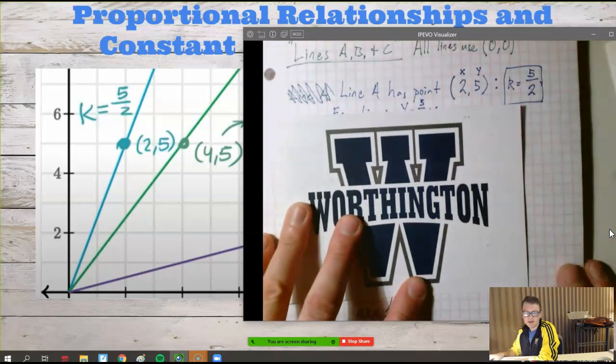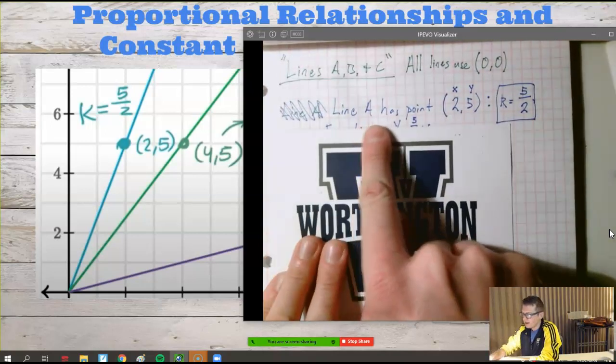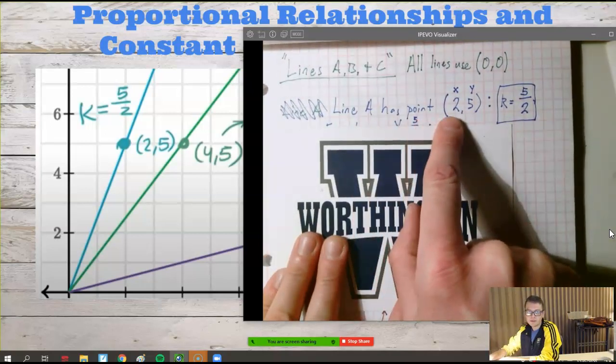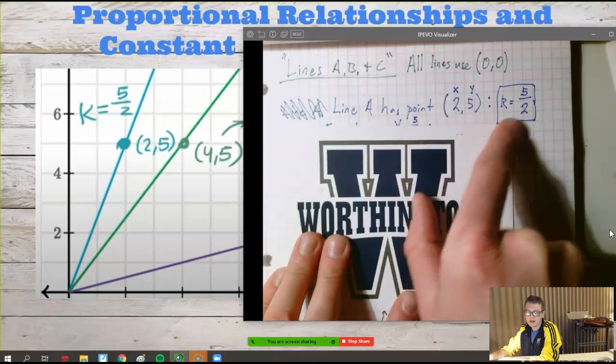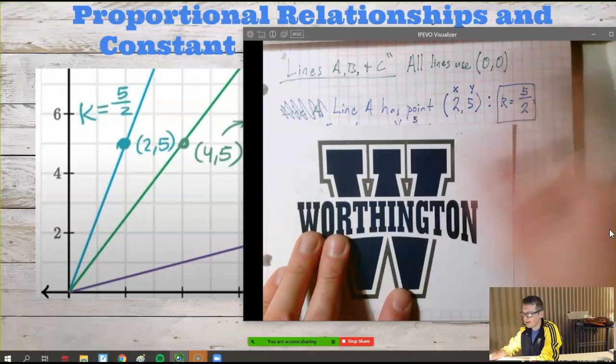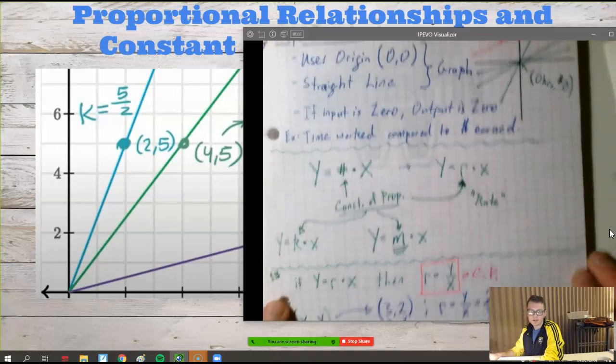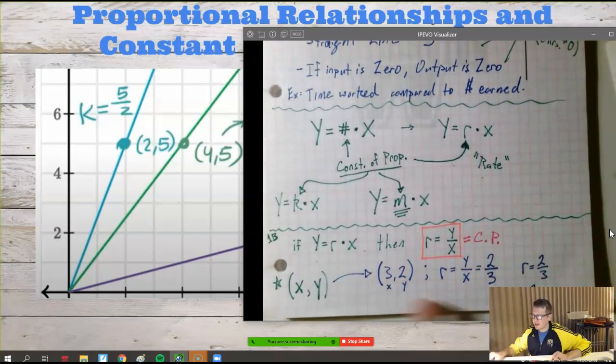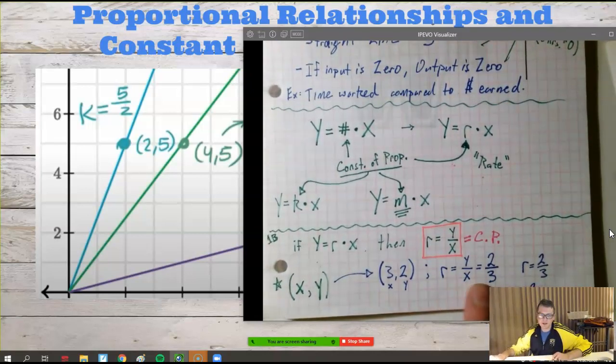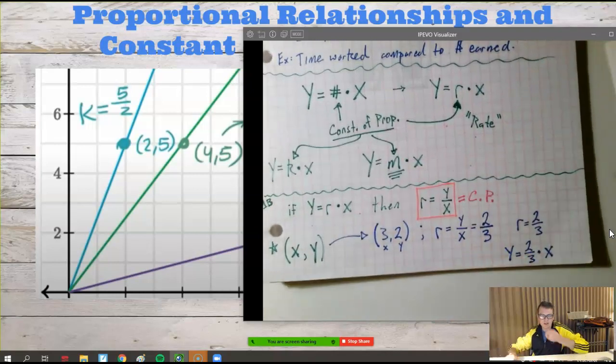How I have this set up in my notes is line A has point 2, 5. Then I figure out my K, and what I'm covering up is my equation. So I'm going to show this again. But I would write down like line A has a point. We'll figure out what the constant of proportionality is, and then we'll figure out what the equation is. So since line A has 2, 5, it turns into 5 over 2. And they show you that K up on my screen, written in blue.